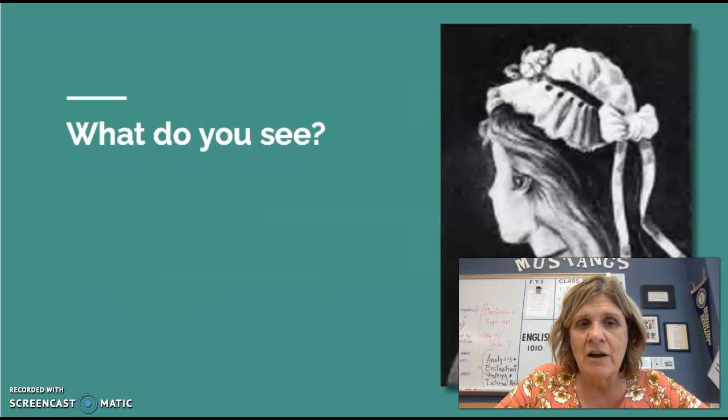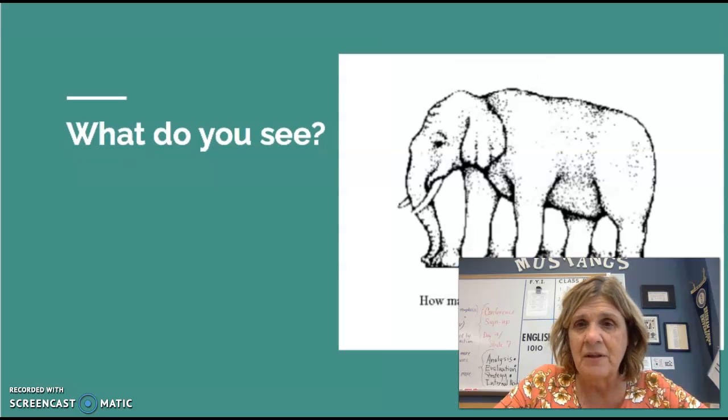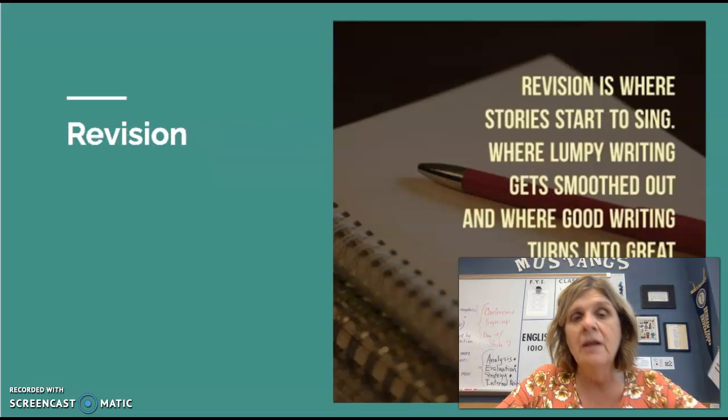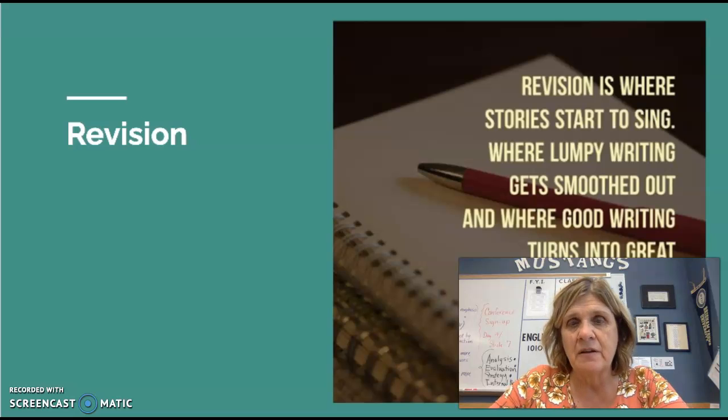Each of these are images where you can switch back and forth and see different things. This one is a young woman versus an old woman. This is a saxophone player versus a woman's silhouette. And this is an elephant whose legs seem to move when you stare at the image. And now we're getting into revision with this slide.